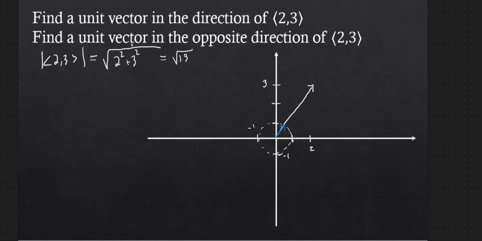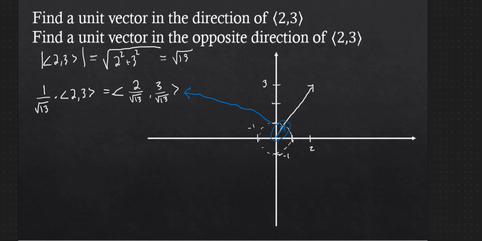Now I'm going to scale <2, 3> by 1 over square root of 13. So 1 over root 13 times <2, 3>. I'm going to write this in position vector form: 2 over square root of 13 and 3 over square root of 13. That's this vector right here that I was talking about. We've worked out exactly what it is numerically.